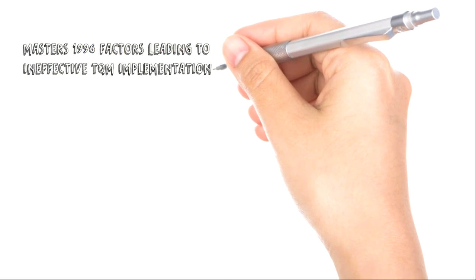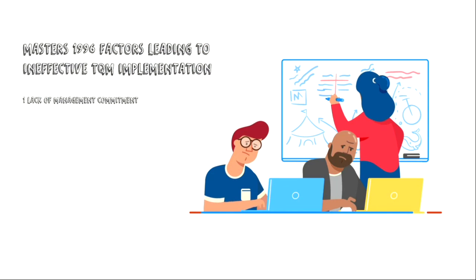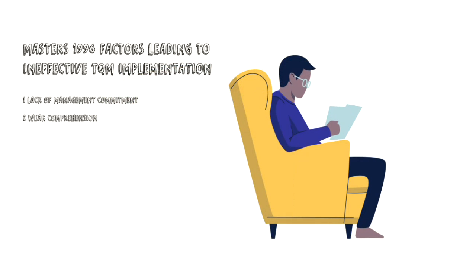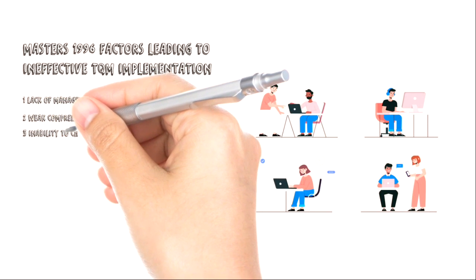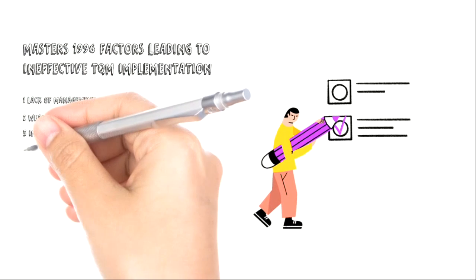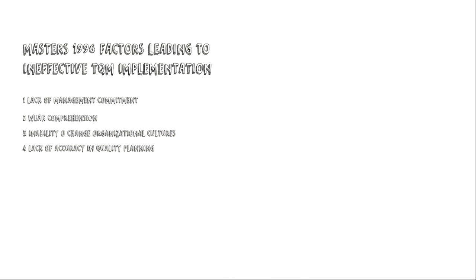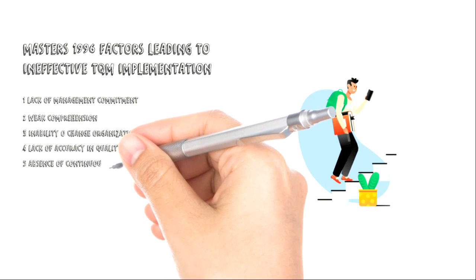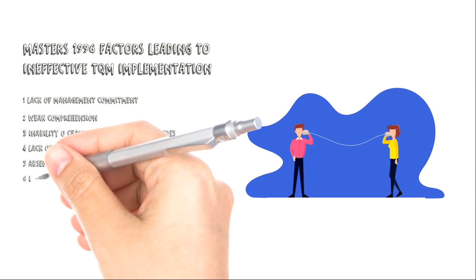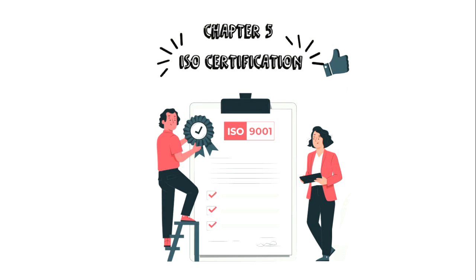Masters 1996, factors leading to ineffective TQM implementation: lack of management commitment, weak comprehension, inability to change organizational cultures, lack of accuracy in quality planning, absence of continuous training and education, and lastly, insufficient resources.